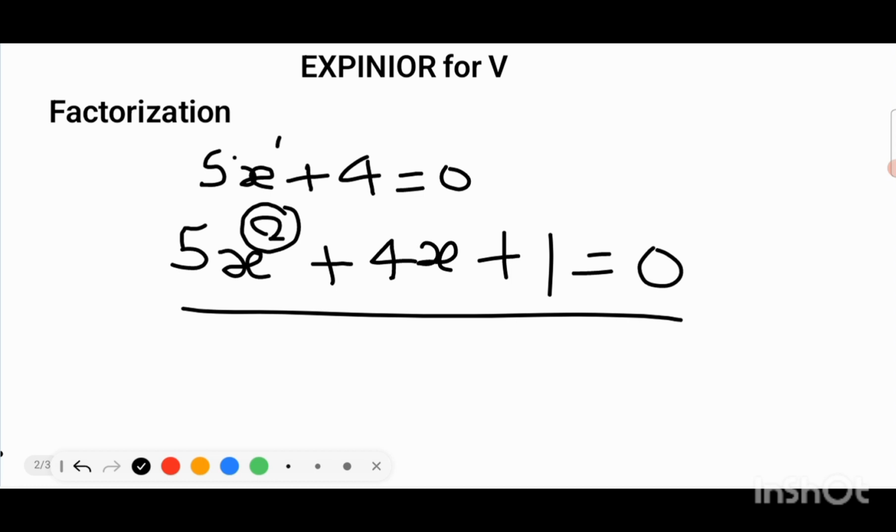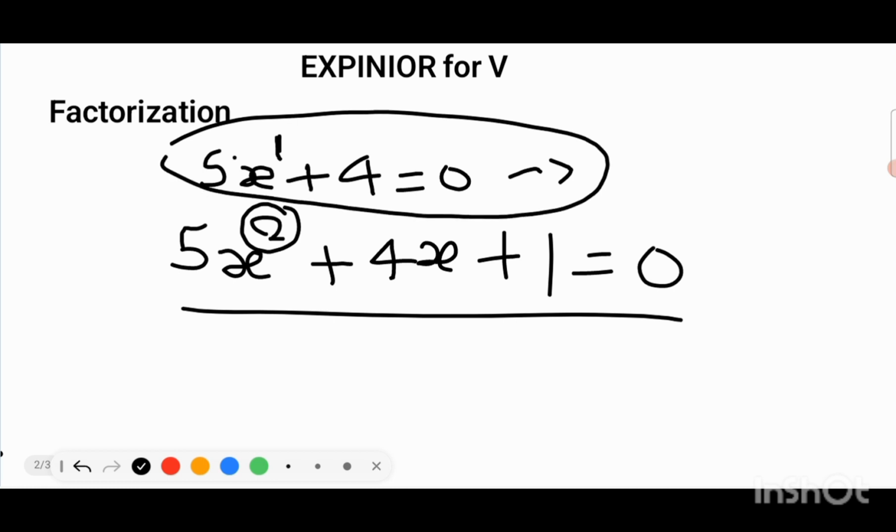Here we have nothing, that means it's 1, right? The highest power is 1. So this is a linear equation because the highest power is 1. Here we have 2. Normally these linear equations we will be able to solve by trial and error or by sending LHS to RHS. But now equations like this are solved using factorization.